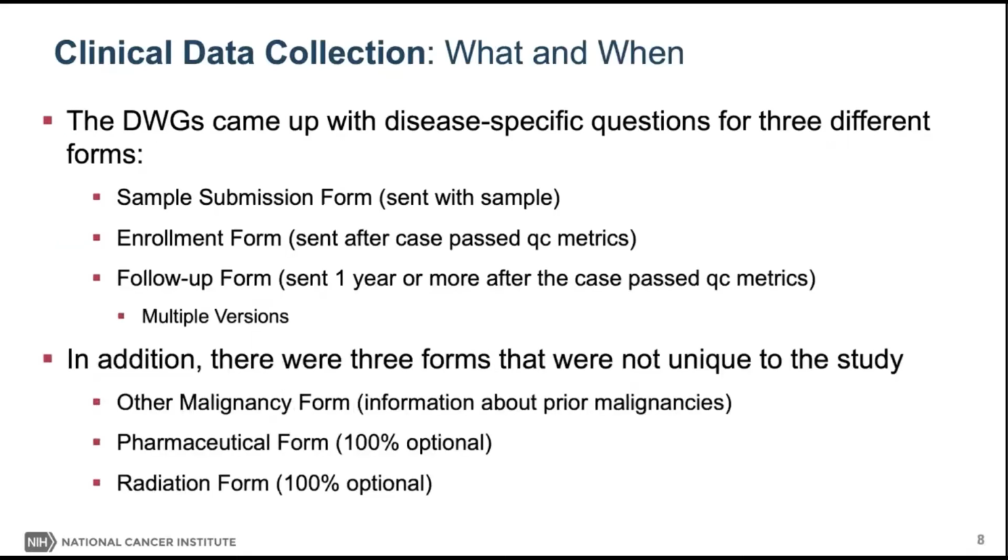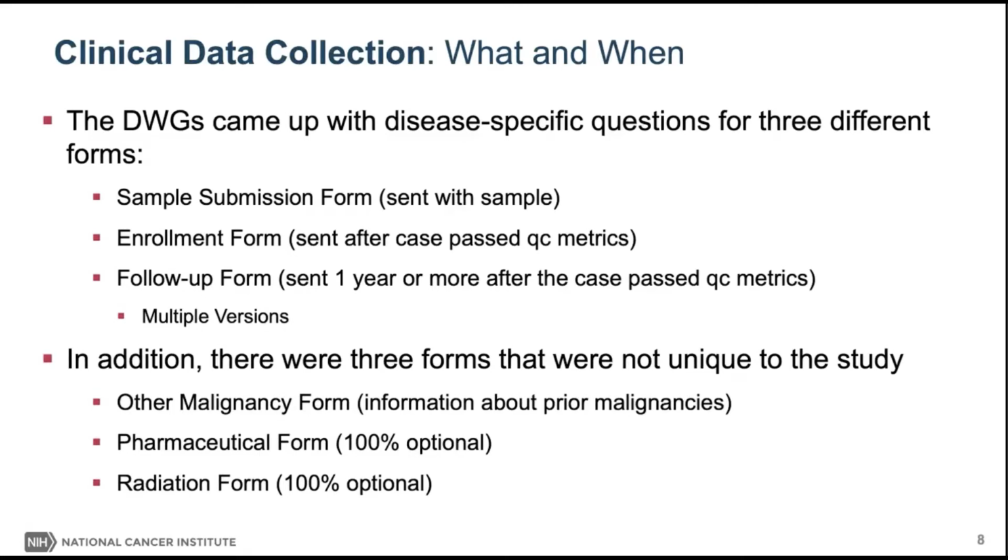So what was collected and when? The disease working groups came up with questions for 3 different forms. The first one was a sample submission form, and that was sent with the sample at the very beginning when the samples were sent, and many of these were filled out and never made public because the sample didn't qualify. And so we didn't really consider the case to be enrolled until it passed those QC checks.